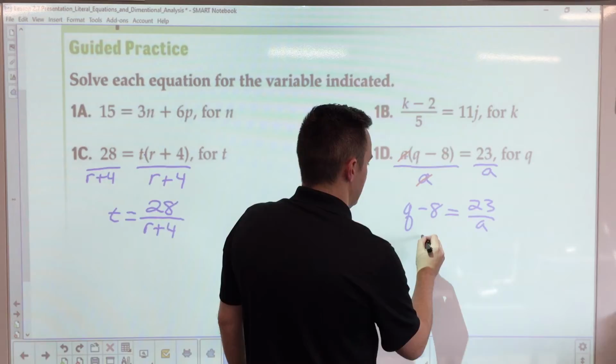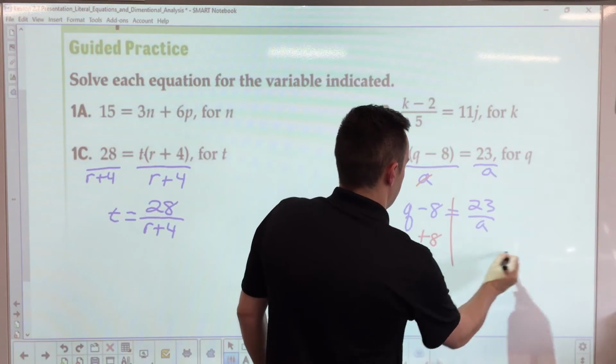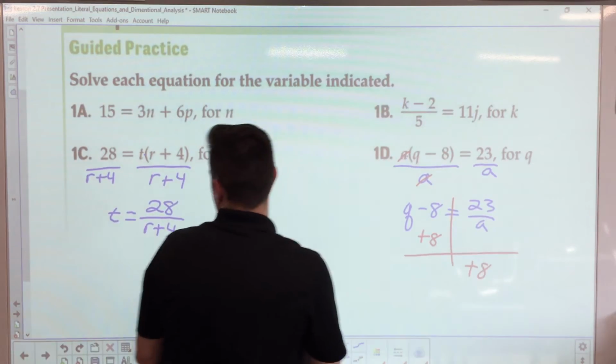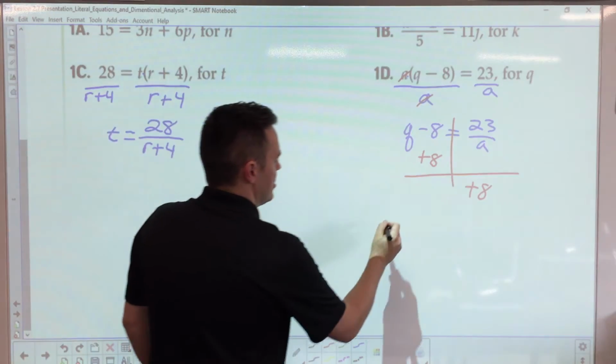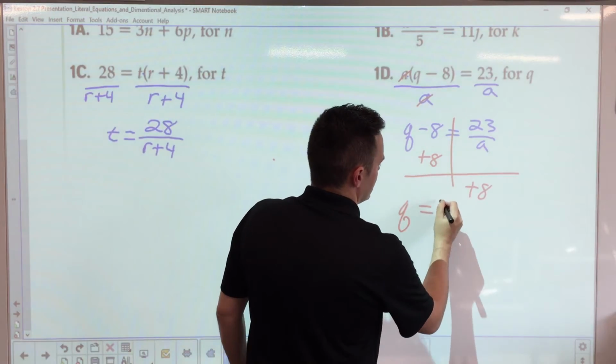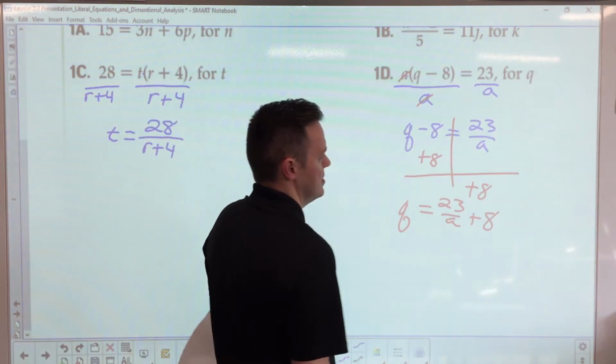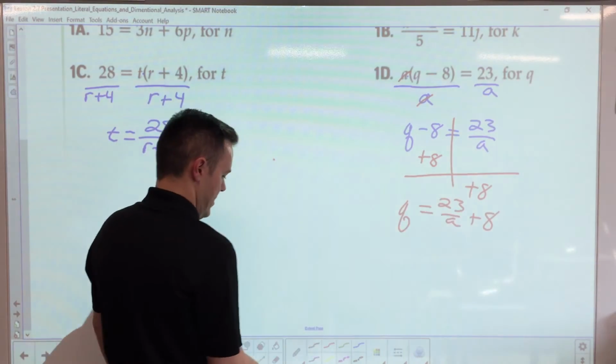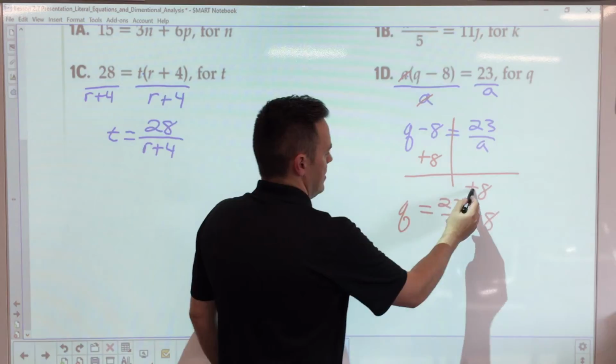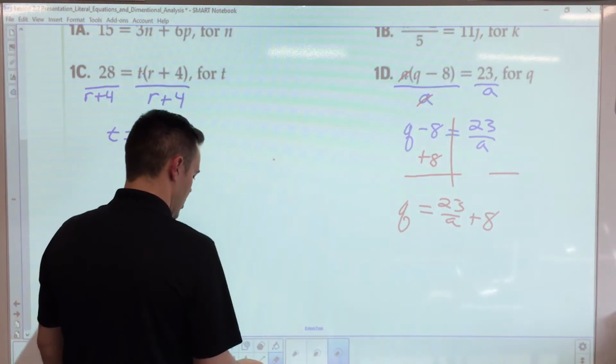Then you have the 8. Add 8 to both sides. And you'd end up with your final answer of being q equals 23 over a plus 8. Oops, I wrote that in the wrong spot. Sorry about that. Fix that. Sometimes you go a little too fast.